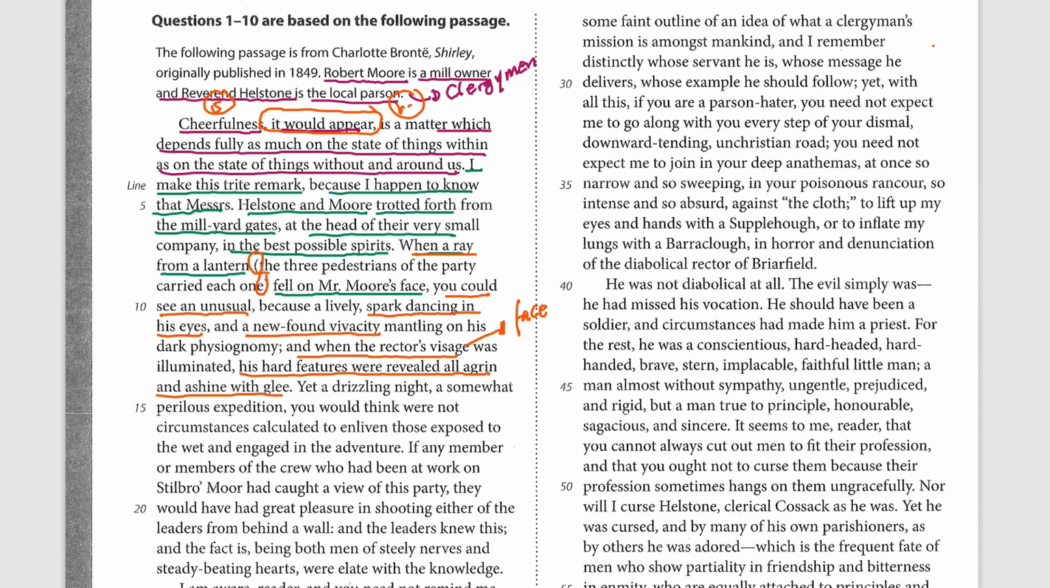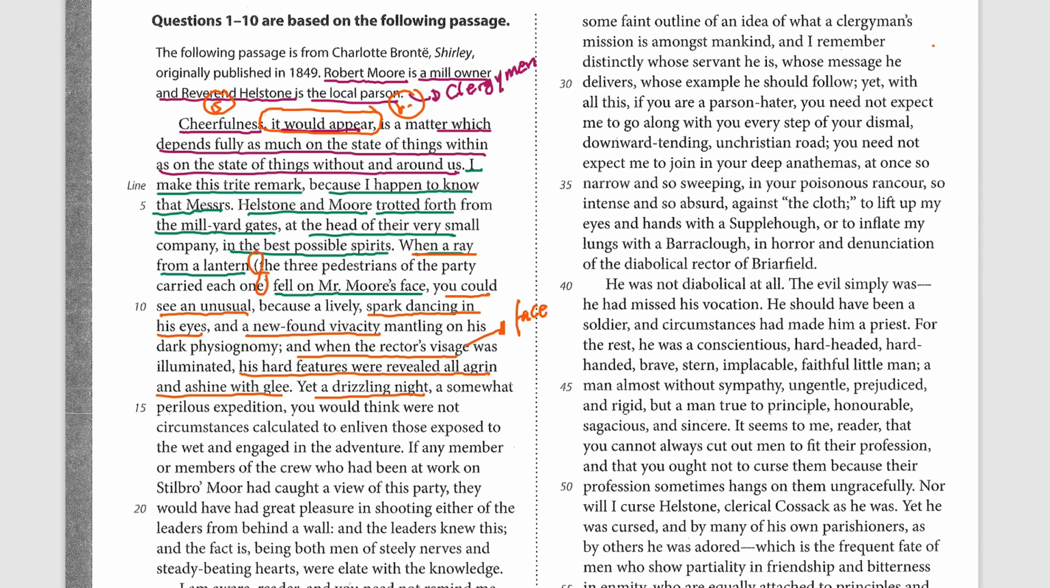It became like what? It is like a happy face, you understand? Due to the reflection of the lantern's rays on his face. Yet a drizzling night. And here it is a description of what? A description of the night. Drizzling means it may have a little light rain.